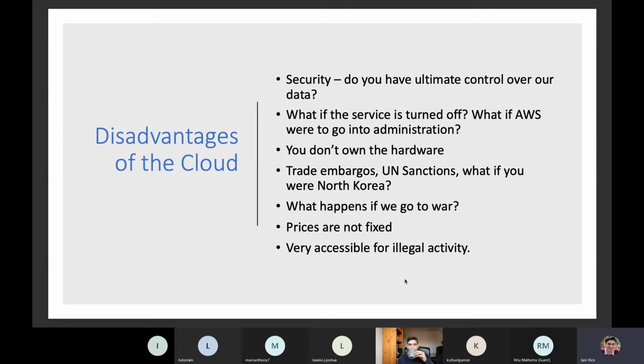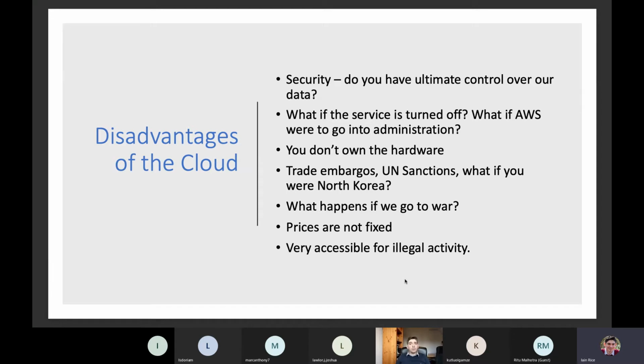What about disadvantages of the cloud? So there's a security issue here. Given that you've transferred your data up to the cloud, is it secure up there? Who owns that? What happens if a cloud service provider is hacked? It's unlikely, but it's possible. What happens if the service is just turned off? What if AWS somehow went into administration? Or Google, like they do with so many projects, just decided, you know what, this cloud thing, it's not making us enough money. We're not going to do it anymore. We're just going to turn it off next week.